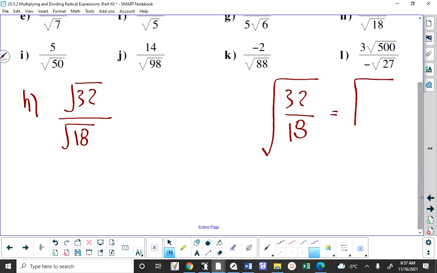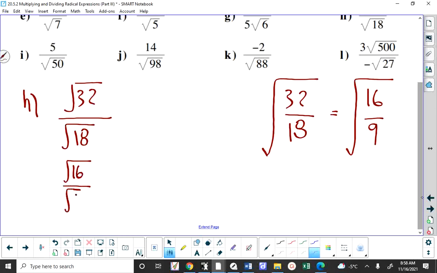Well, I can divide top and bottom by 2, definitely. Rather than whittling away at it, I'm going to ask myself, if I divided top and bottom by 2, what would I get? I would get 16 over 9, wouldn't I? 16 over 9 doesn't reduce any further. Which means, Lynette, that root 32 over root 18 is root 16 over root 9.